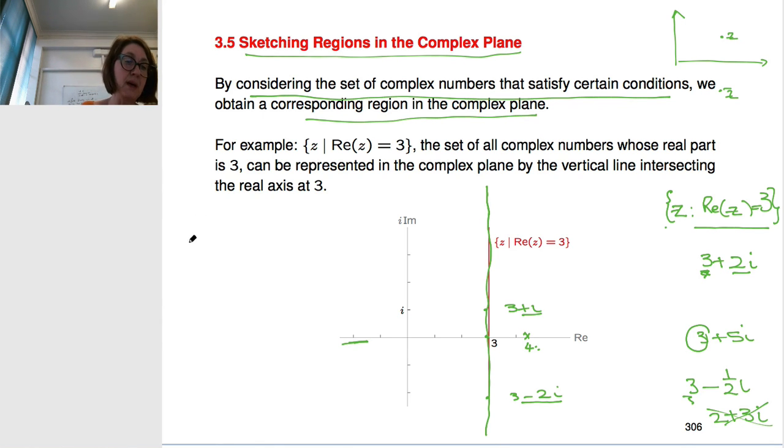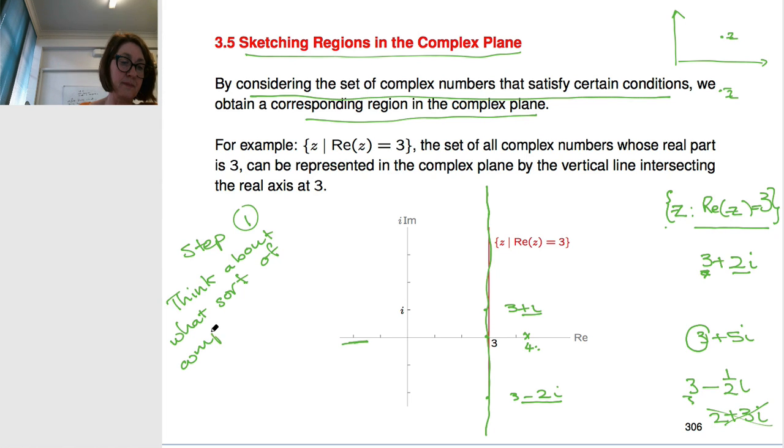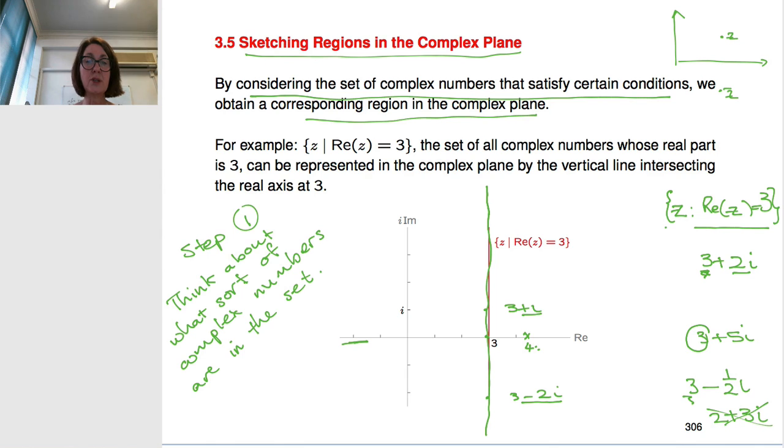So the first step in sketching regions in the complex plane, step 1, is to think about what sort of complex numbers are in the set. If you can't read the set, then you're not going to be able to draw the picture.